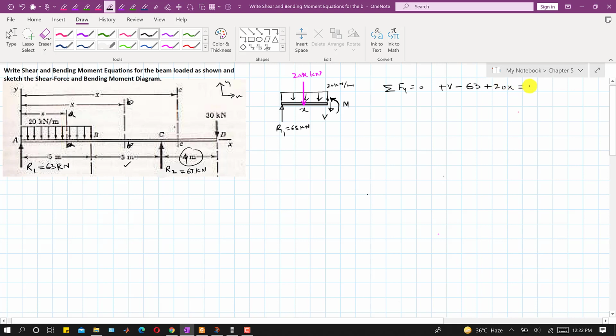20x, and this is equal to 0, or from this we can say that V is equal to 63 minus 20x, right? So this is the shear force equation when x is greater than 0 and less than 5 meters, right? Since we have considered the cutting section between point A and B, and the distance between point A and B is 5 meters, right?